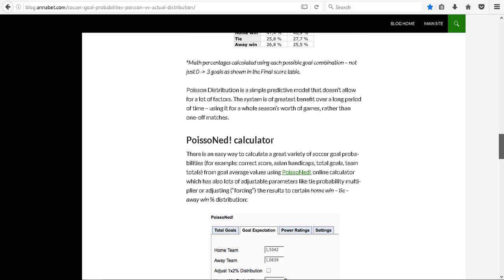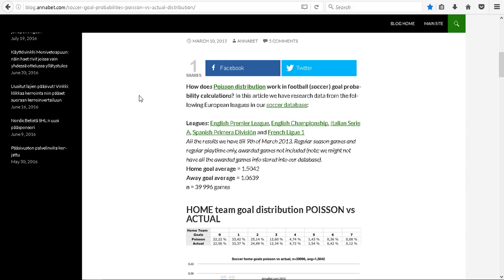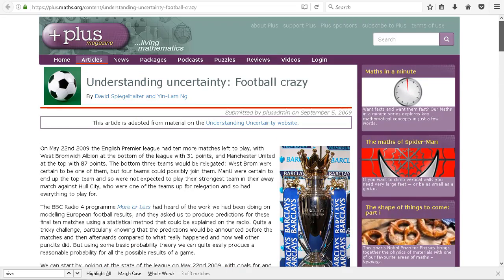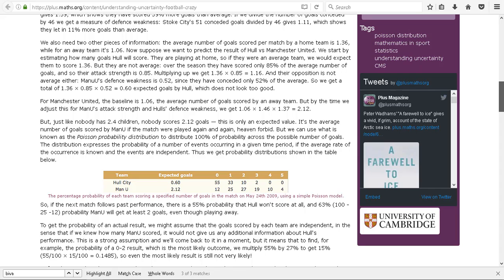Okay. So, as I said, the link to this article is in the description below the video, so you can have a look at it yourself. This is another article from Plus Magazine. I normally use that talking to school students. This is about encouraging maths, but they had this article, and this is in 2009, about using the Poisson model predicting scores.